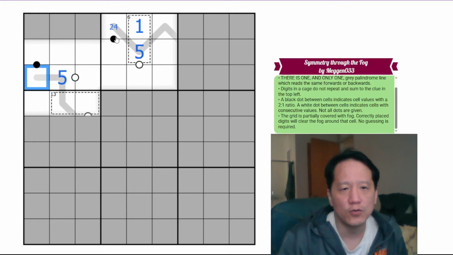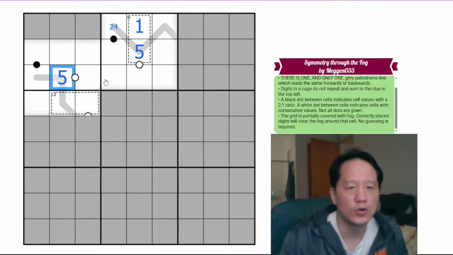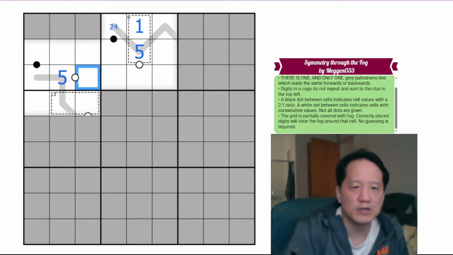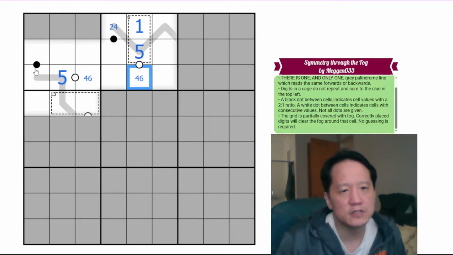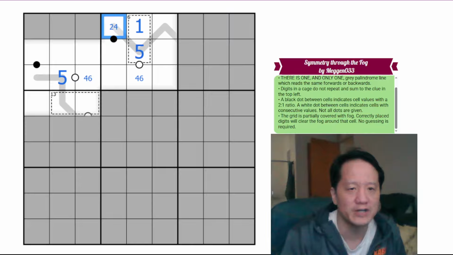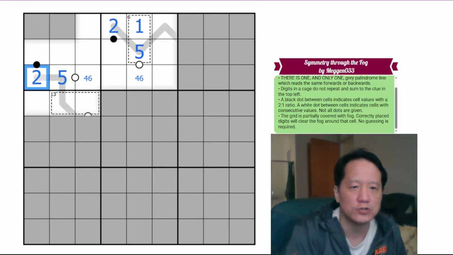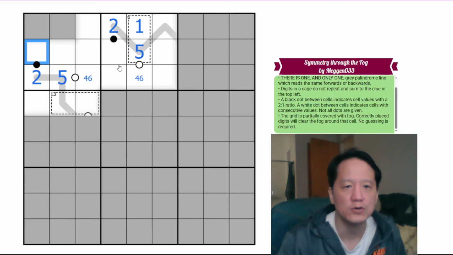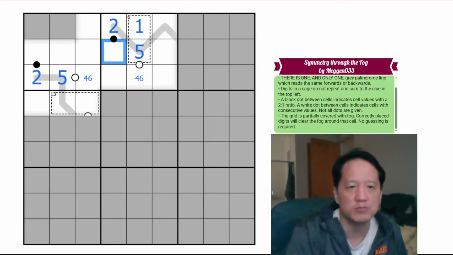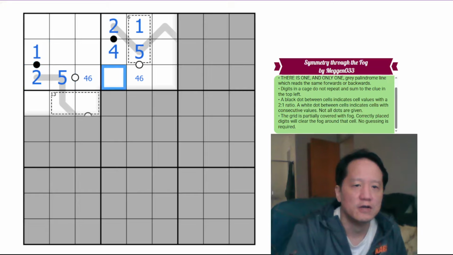2, 4. So 2 and 4 is in a 1-to-2 ratio with 2, 4, or 8 here. So 5 is consecutive with 4 and 6. So this must be a 4-6 pair, which means this digit cannot be 4 or 6 because of the 4-6 pair in the row. So this can no longer be 4, it's 2. So that's 2, which makes this 2. 2 is in a 1-to-2 ratio with 1 and 4. This can't be 1 because of the 1 in the box, so this must be 4, which makes this 1. 4 eliminates 4 here, so that's 6, which makes this 4.